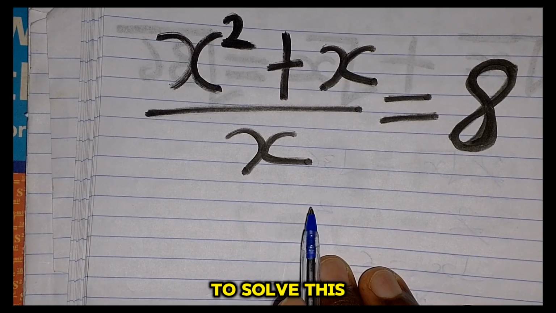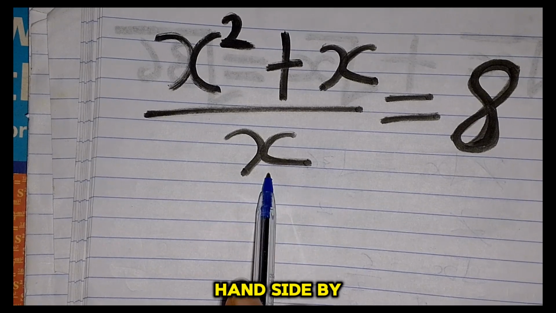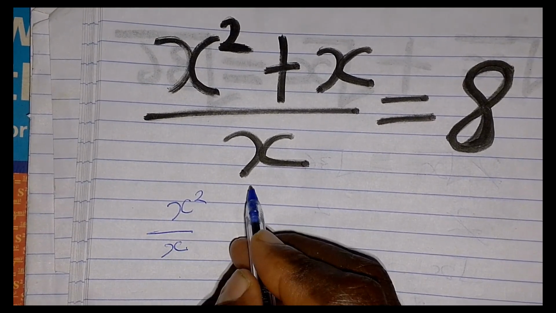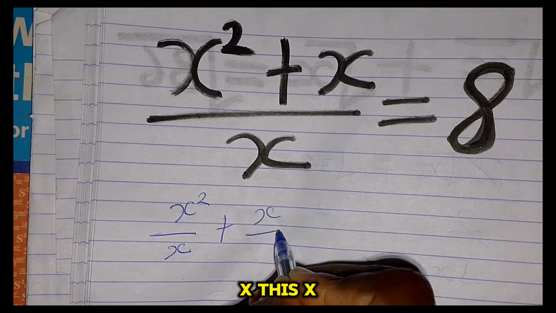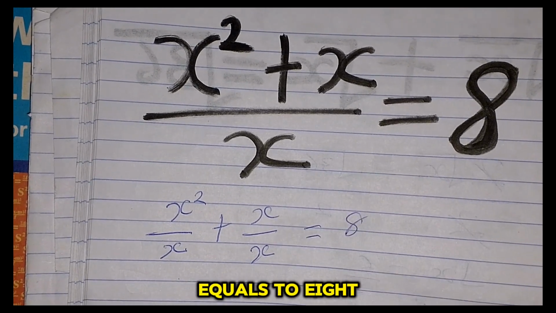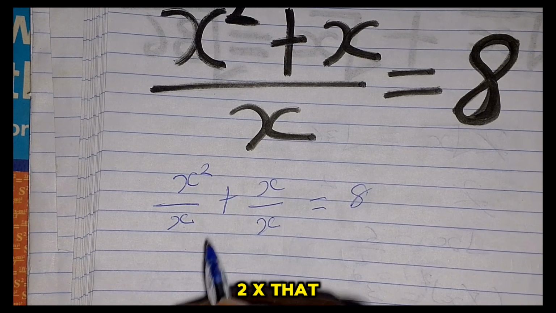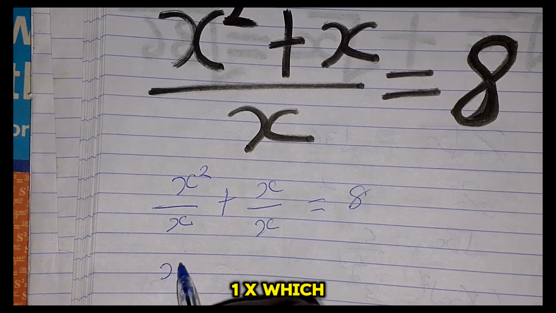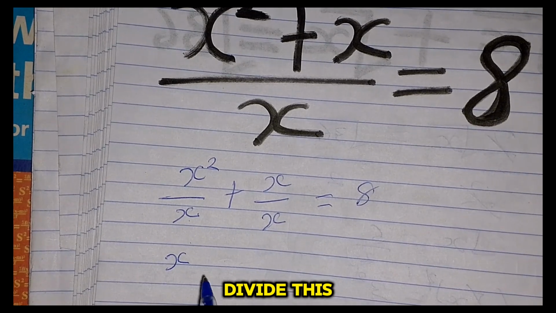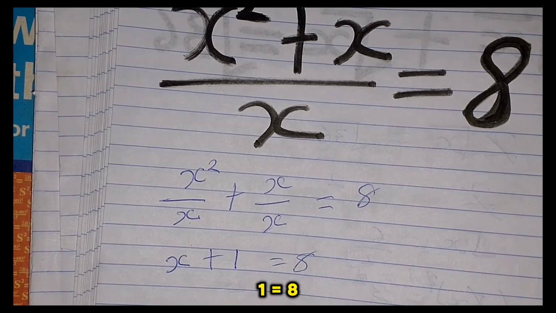To solve this, we want to simply divide every term on the left-hand side by this x. So we have x to the power of 2 over x, plus x over x, equals 8. So x squared divided by x is x, and x divided by x is 1, equals 8.